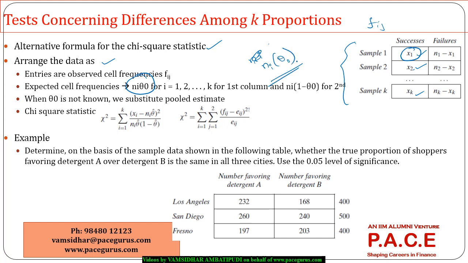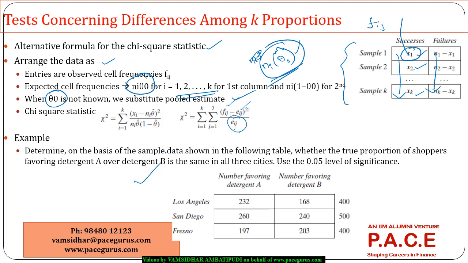So depending on whatever theta value you are expecting or proposing, if you know the theta, otherwise you will take it as theta cap if you don't know the theta. But ni, which is the sample size, times theta naught for all the particular values of k would be filled here, and ni times 1 minus theta naught will be filled here. If I don't know theta naught, I will substitute it with a pooled estimate, and then I will compute Fij, which is the observed value, minus the expected value Eij, whole squared, divided by the expected value. I will add up across all the rows and columns. That's one more way in which we are testing the differences among the k proportions. Probably it would be much easier if you take an example.